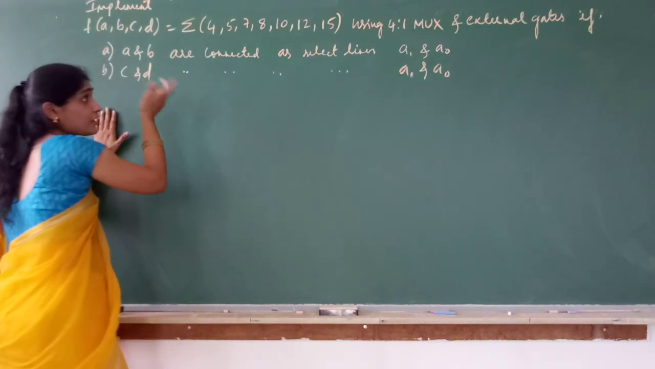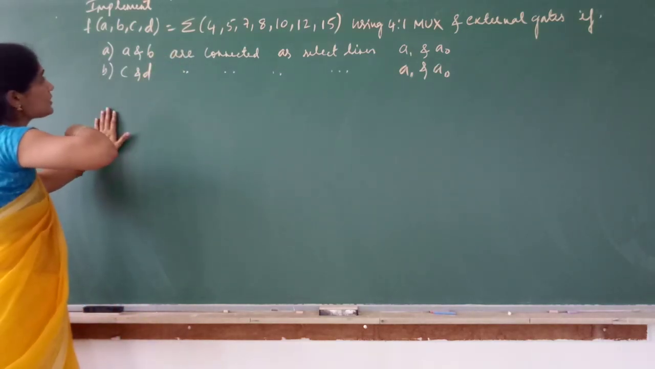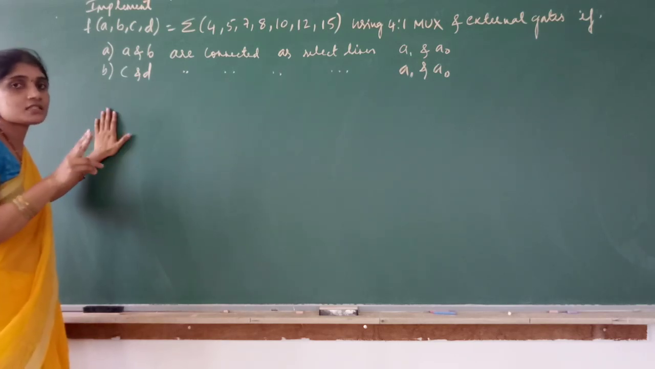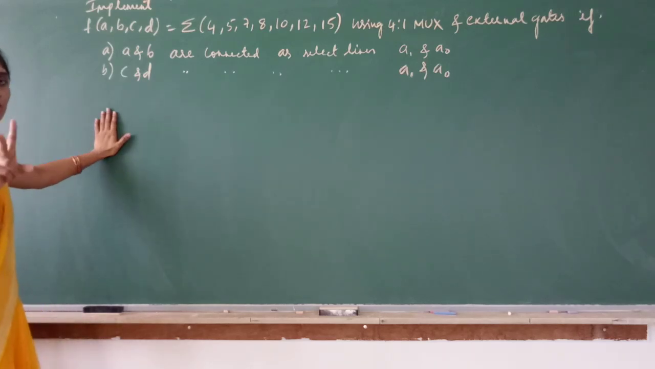How is this problem different from the previous problems? In the previous problems, it was a 3 variable function, and they asked us to implement it using a mux with 2 select inputs.